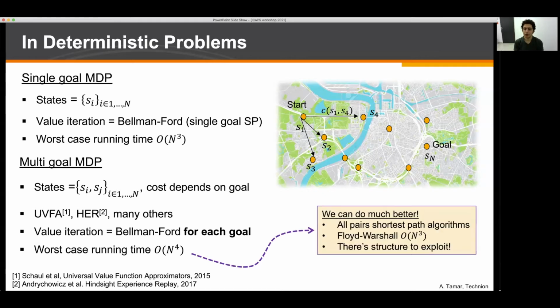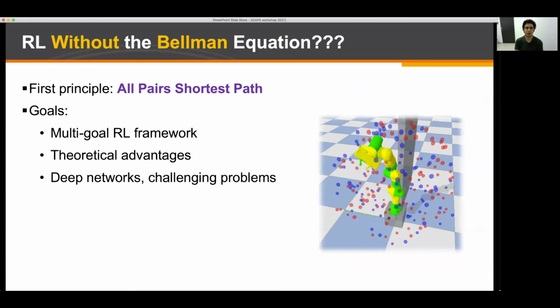But we know that for the all-pair shortest path problem, we have much faster algorithms. So for example, Floyd-Warshall is n cubed. That means that there is some structure to exploit here that we are missing when we're just adding the goal as a part of the observation. What we wanted to do is derive reinforcement learning algorithms from a different first principle, not the standard Bellman equation, but the all-pair shortest path problem. And I'll show you that we can actually do this. We can get some theory, and we can also have some algorithms that work with deep neural networks.